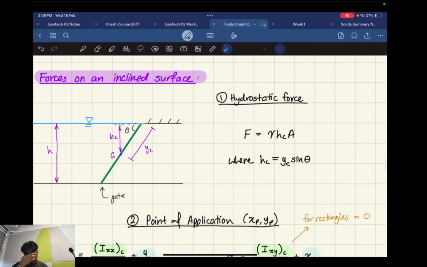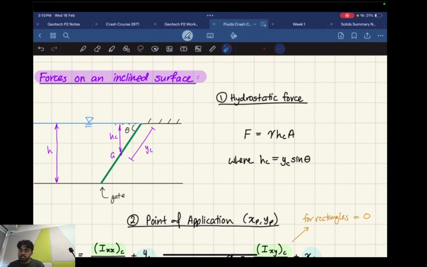Similarly, over here, if my centroid is here, I'm going to take this height as HC. You're not always given HC. You're going to have to figure it out yourself sometimes, so you're going to have to find what YC is. They usually give you the angle as well, so you'll be able to find HC pretty easily. And then you just chuck it into the formula and you find your hydrostatic force.